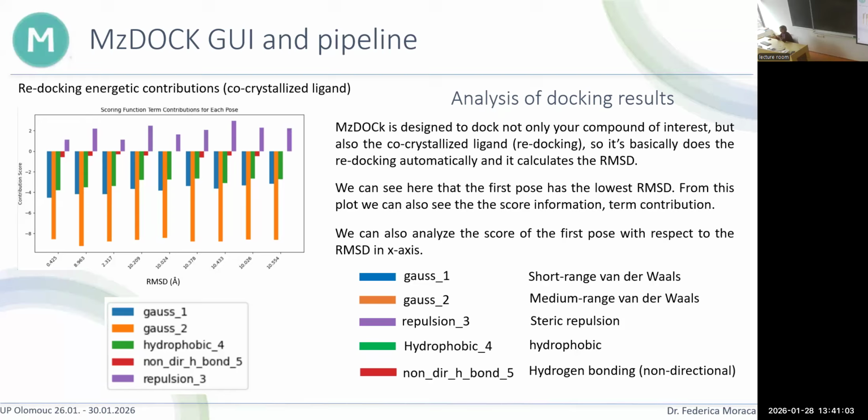180 degrees is the preferred angle for a hydrogen bond to occur. In MolDock, only the distance is considered, so it is called not directional because only the distance is considered for the H bond.